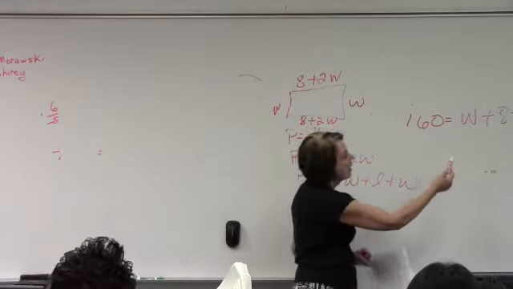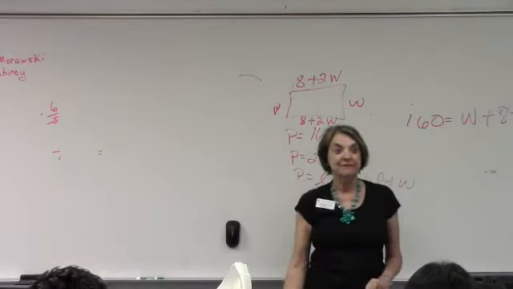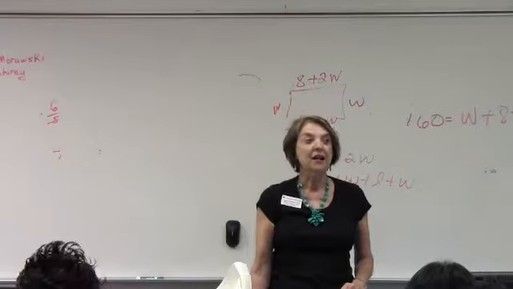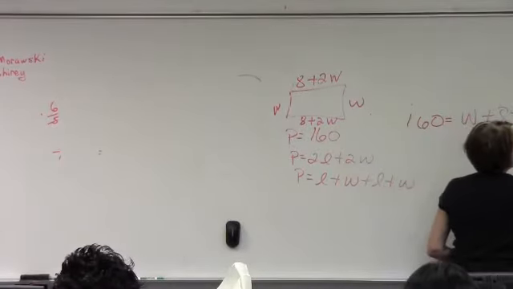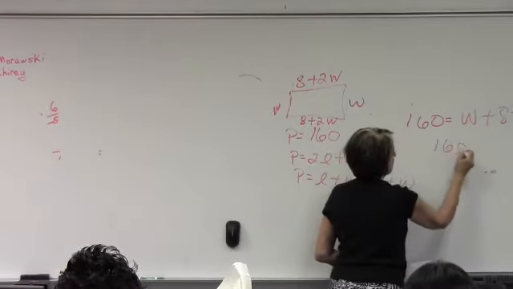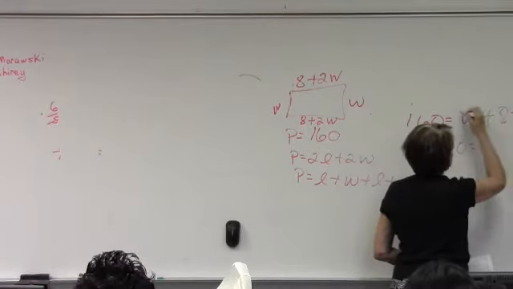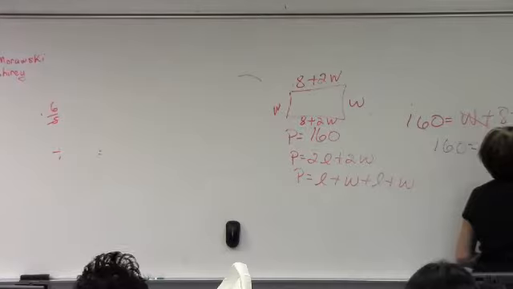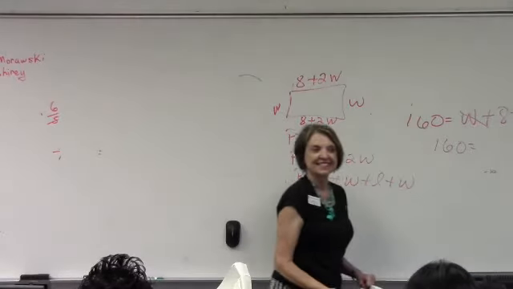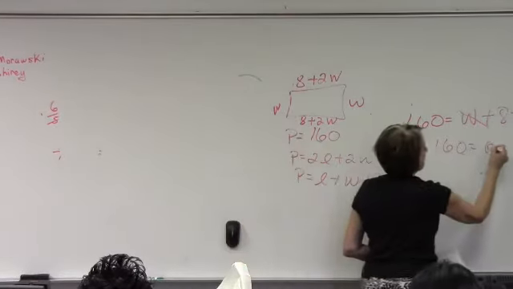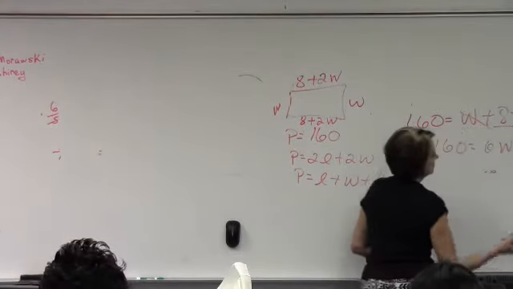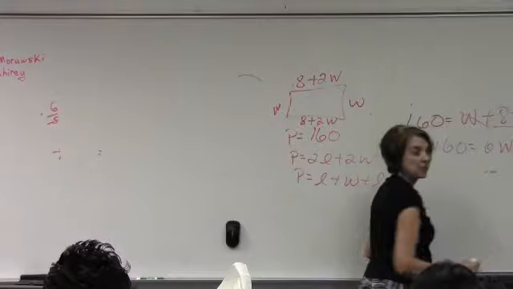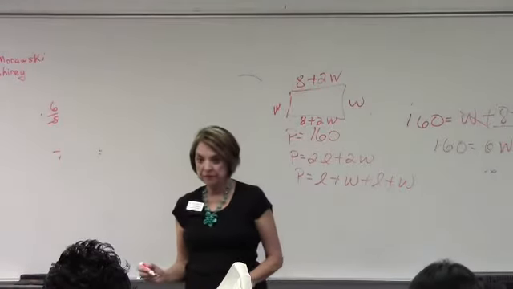Okay. Now what are we going to do? Combine your like terms. A W, a 2W, a W, a 2W. What do we have? W, 2W, W, 2W. 6W. And we have an 8 and an 8. Okay, so we've collected our like terms together.